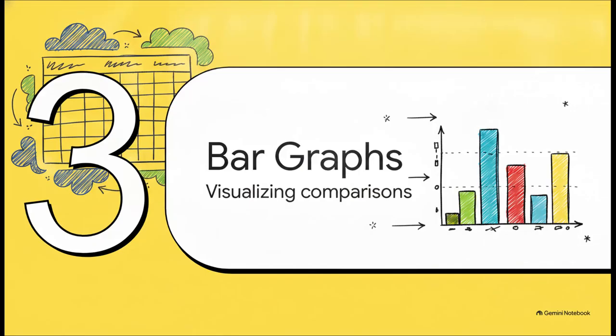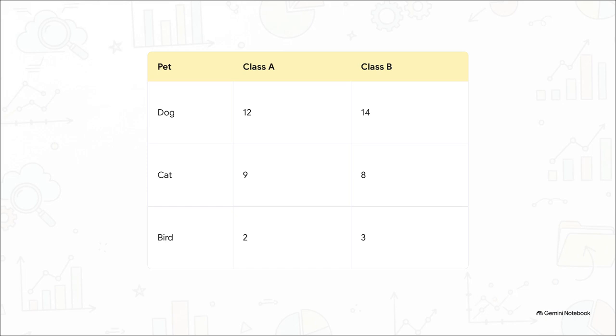Moving right along to section 3, comparing with bar graphs, visualizing comparisons. Now, before we graph anything, let's look at some new data. Here we have the number of pets, dogs, cats, and birds, owned by students across 2 different classes, Class A and Class B. Now, reading this table is perfectly fine, but doing the mental ping-pong back and forth to compare the classes for each pet, it takes a bit of effort. We want something way faster.